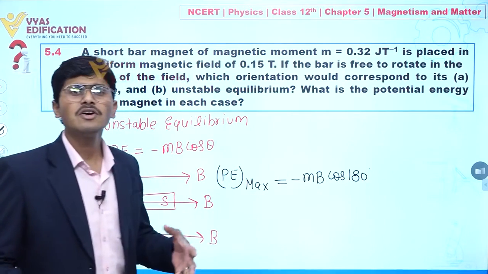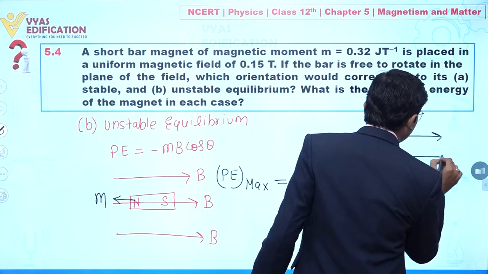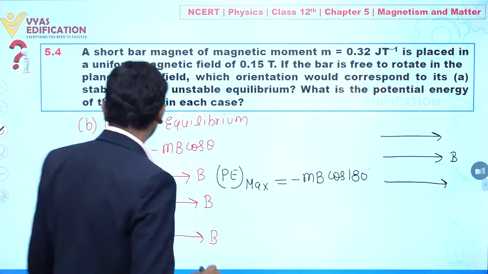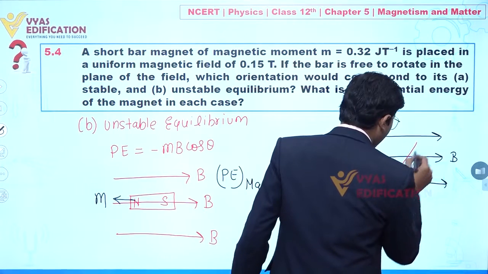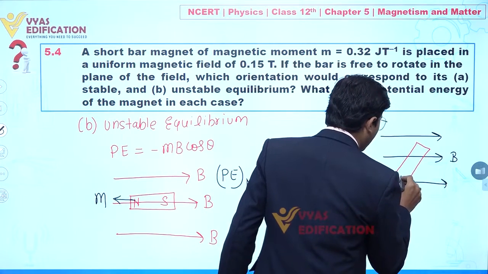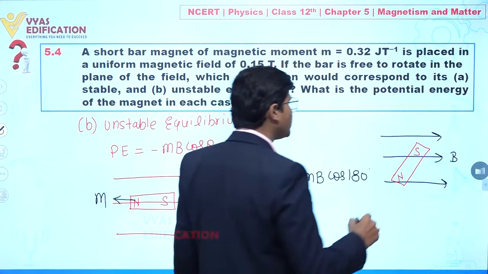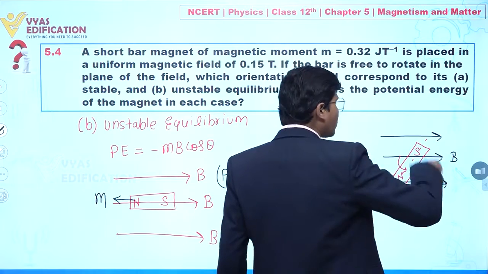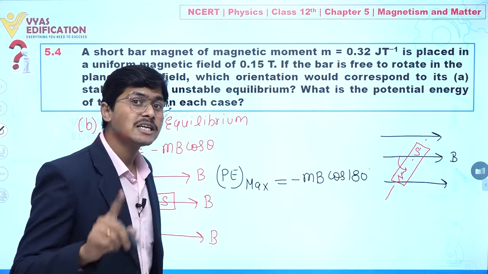Now you can ask, sir, why is this unstable equilibrium? So let us try to understand. Let's suppose this is B, and if I draw here a bar magnet, this one is north, this one is south, clear. Now let's suppose you disturb this bar magnet in an anti-clockwise direction like this, and now this bar magnet is placed in a magnetic field.